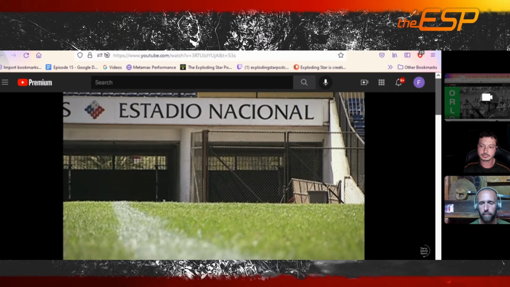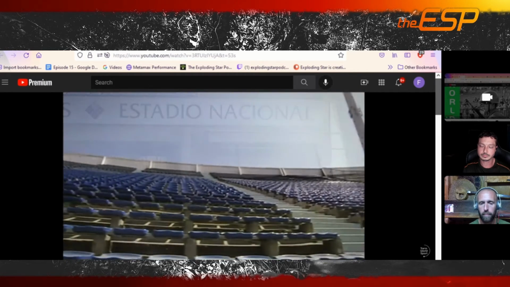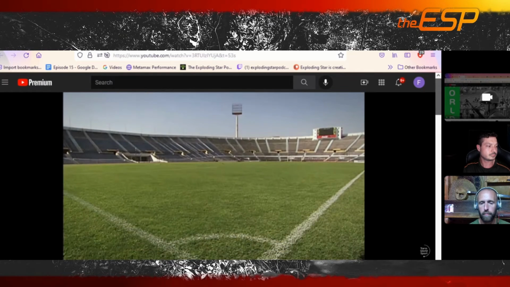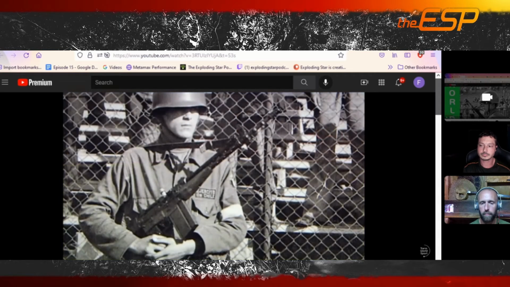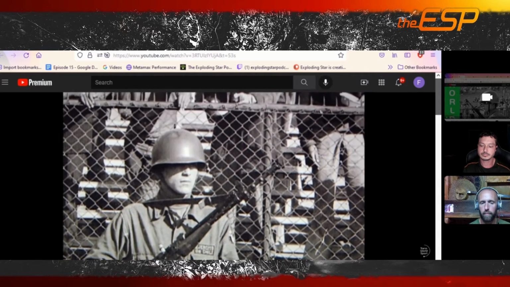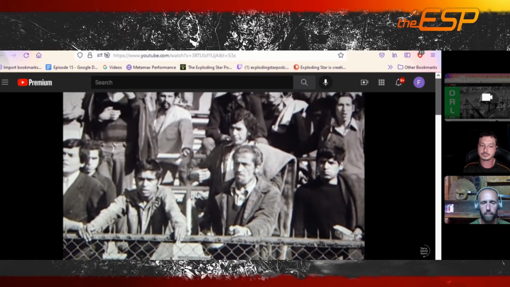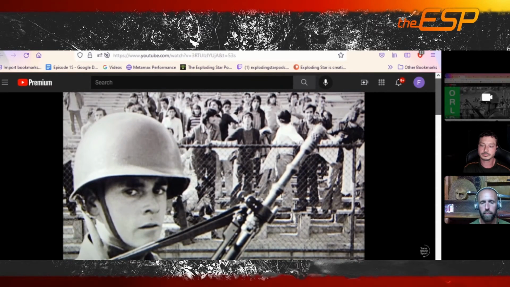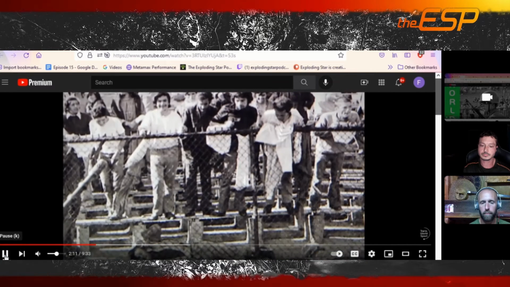Soon after the coup, around 11,000 people were arrested and taken to the National Stadium, which had been converted into a prison and torture center. Politicians, journalists, factory workers, trade unionists, anyone who posed a threat to the military regime. It's also thought dozens of executions were carried out in the stadium by Pinochet's men.